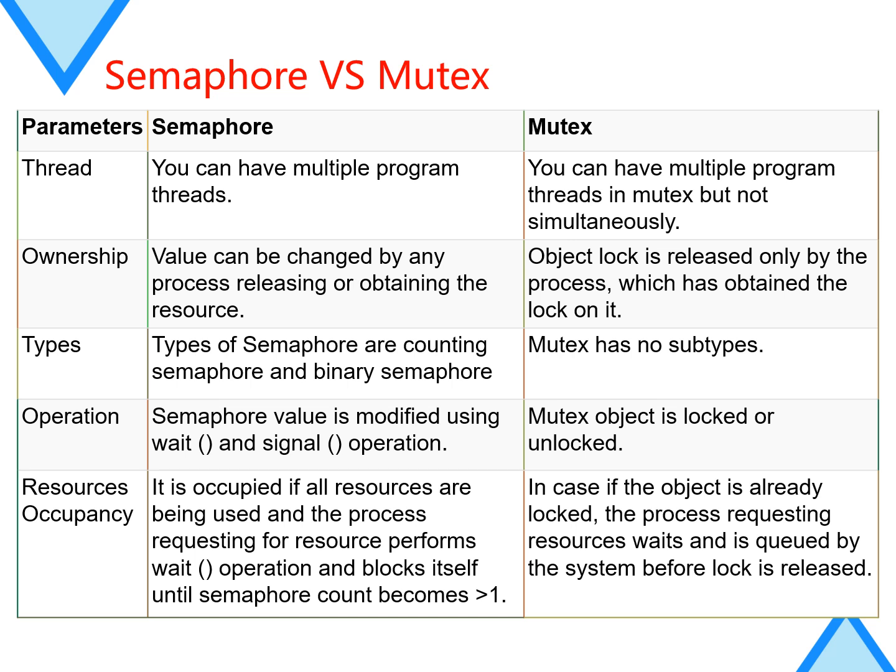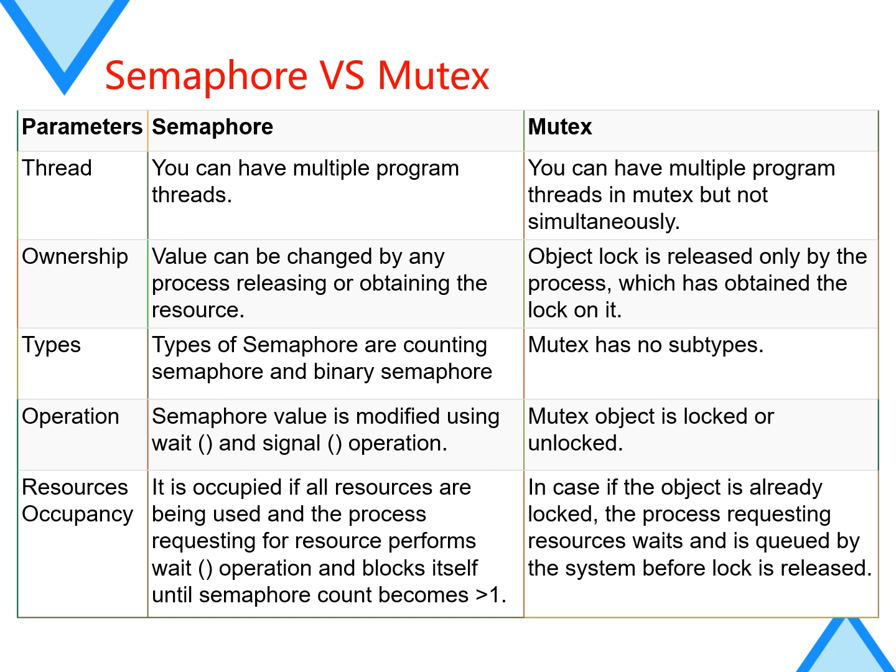You can have multiple program threads, but not simultaneously in the case of mutex. Semaphore can have simultaneous threads and they can switch between threads, but mutex can only have one thread at a time. Value can be changed by any process releasing or obtaining the resources.